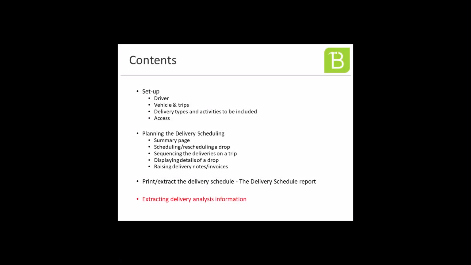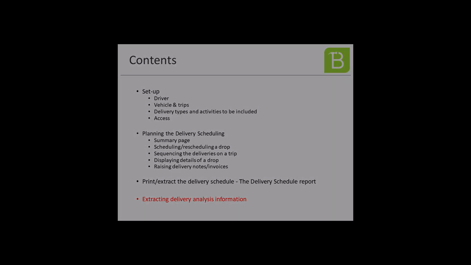The final function we'll look at is the Extract Delivery Information function. This extract provides a way of analysing the number and value of deliveries made by postcode or postcode in combination with other information, such as branch, vehicle, day of the week, for example. You do not have to be using delivery scheduling in order to use this facility.